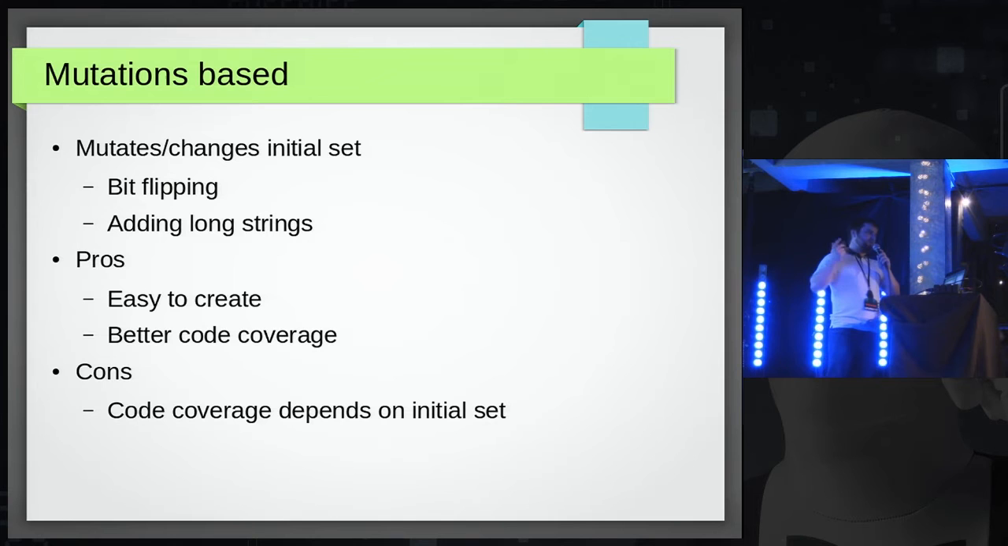And these little changes might be different things: bit flipping, adding some special values, adding long strings, etc. The pro is that it is still easy to create. You don't have to know anything about the protocol. You get better coverage compared to the previous one, but the downside is that since you are fuzzing something without knowing its actual content, you don't know how much of the functionality you cover. And the coverage of the functionality depends highly on the initial file that you are mutating.